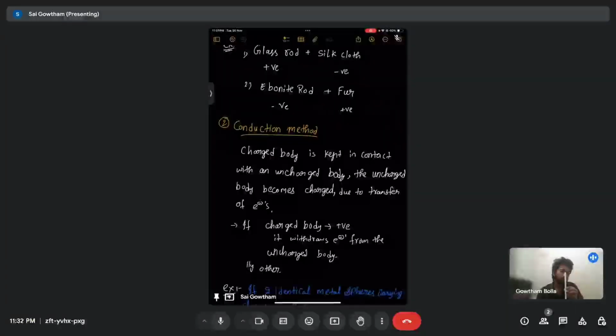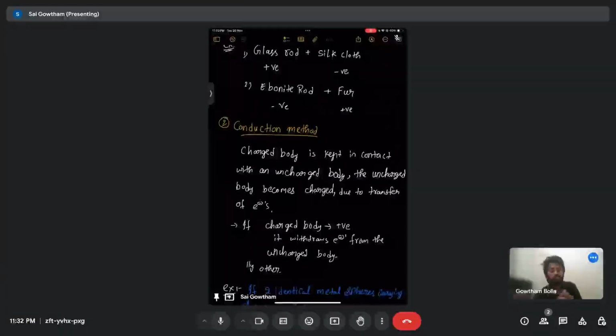Similarly, if it is a negatively charged body and comes in contact with an uncharged or neutral body, this charged body will give off its excess electrons to the neutral body, trying to attain neutrality. In this way, it is becoming charged. This is the conduction method.